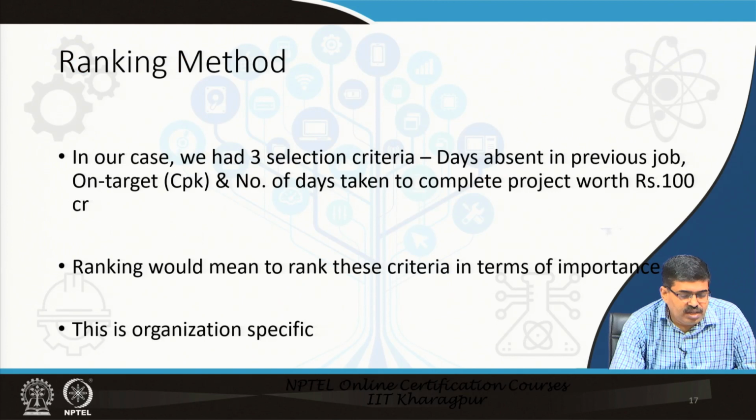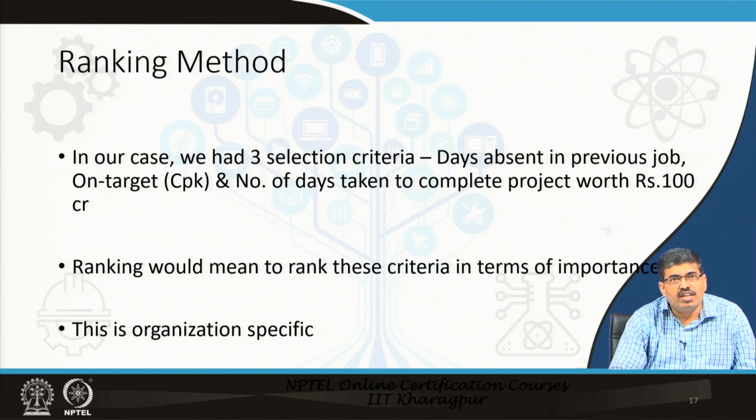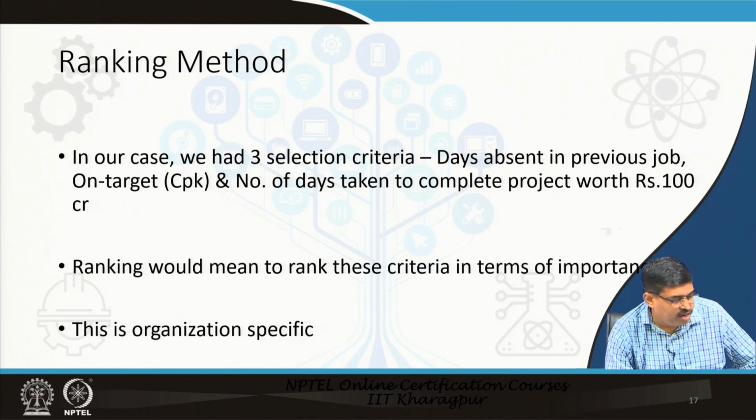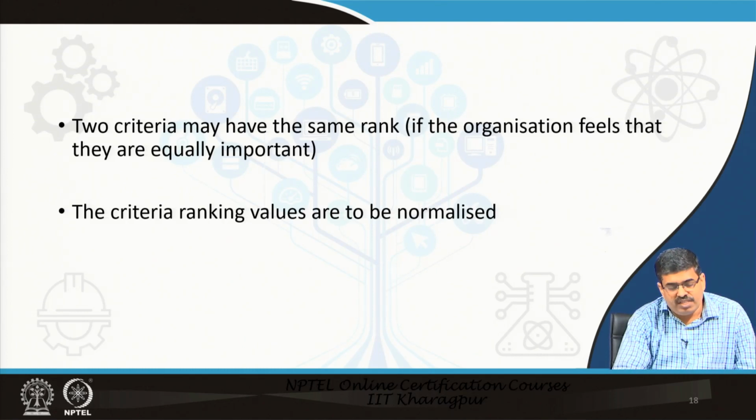In our case, we had 3 selection criteria: days absent, on target, and number of days taken to complete a project worth rupees 100 crore. Ranking would mean ranking these criteria in terms of importance. This is organization specific, remember, organization specific. Two criteria may have the same rank if the organization feels that they are equally important, so there is no clash as such. The criteria ranking values are to be normalized.